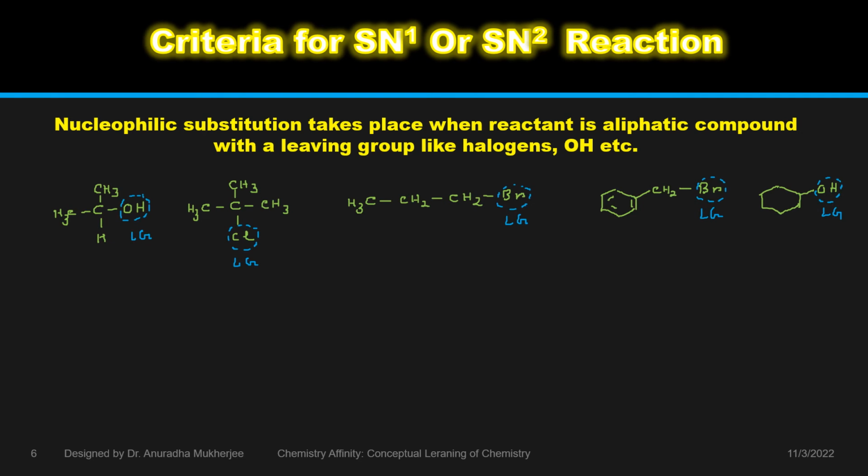So now what is the criteria for SN1 and SN2 reaction? This reaction is a characteristic of aliphatic compounds which are connected with some leaving group like OH, Cl, Br. The compound should definitely be an aliphatic compound. Here you can see the carbon which is connected with the leaving group. These are all sp3 hybridized carbons.